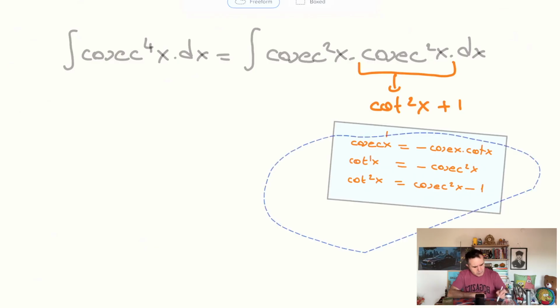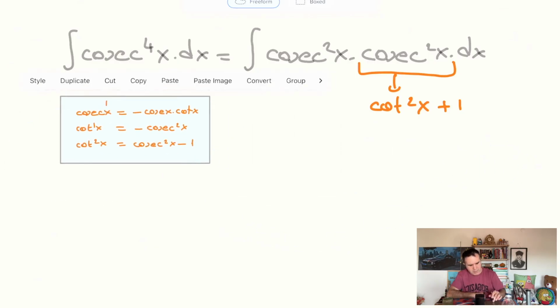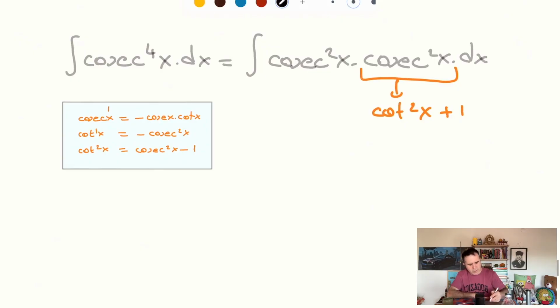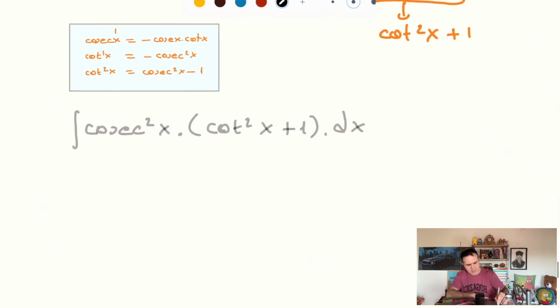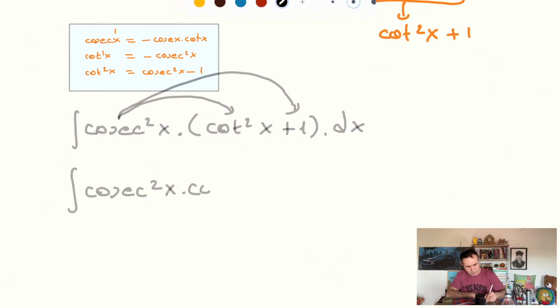Now our integral is cosecant square of x multiplied by cotangent square of x plus 1 dx, and we multiply cosecant square of x by cotangent square of x plus 1. Then the integral becomes cosecant square of x times cotangent square of x plus cosecant square of x dx.